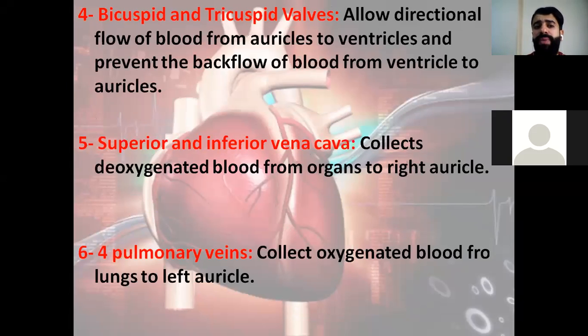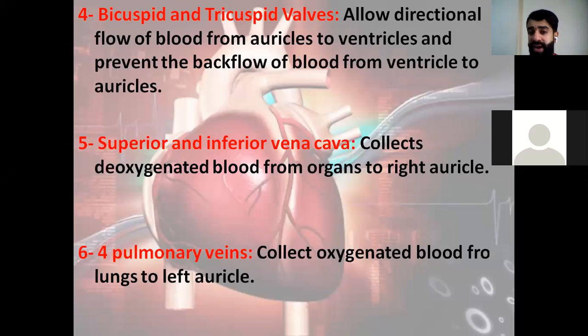What is the role of the bicuspid and the tricuspid valves? Bicuspid and tricuspid valves allow the directional flow of the blood from the auricles down to the ventricles, and they prevent the backflow. They prevent the blood going from the ventricles up to the auricles in the opposite direction. They allow directional flow from the auricles to the ventricles, then they close, so they prevent the blood from going back from the ventricles toward the auricles. This is the role of bicuspid and tricuspid valves.